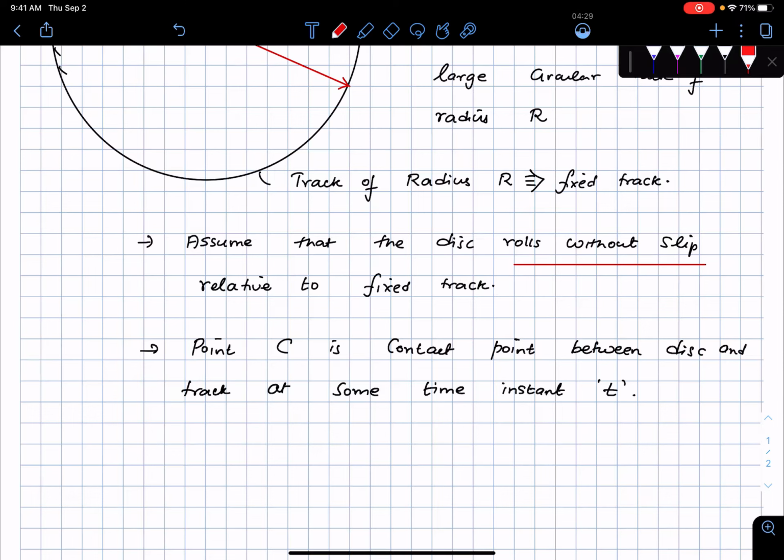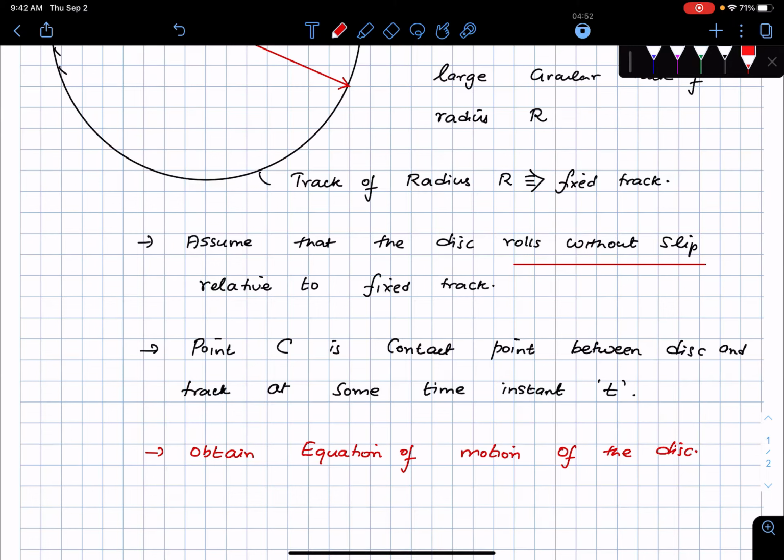Okay, what are we supposed to do? We are supposed to obtain the equation of motion for the disk.